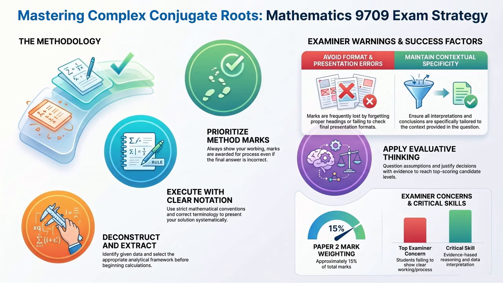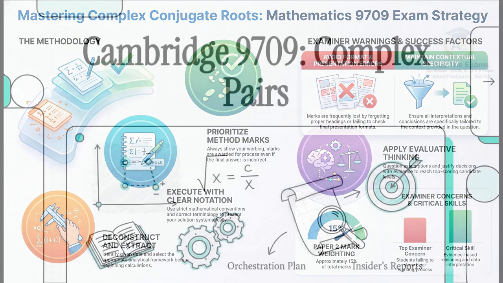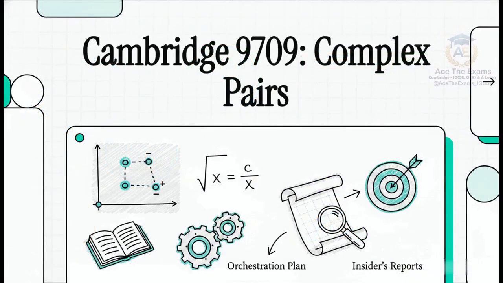Welcome to The Explainer. Today, we're not just solving equations, we are learning how to be the symphony conductor of your mathematics exam strategy. Specifically, we're targeting the Cambridge AS and A-Level Mathematics 9709 syllabus, and we're zeroing in on one of the most notoriously tricky, high-stakes areas of Paper 2, non-real roots and complex conjugate pairs.